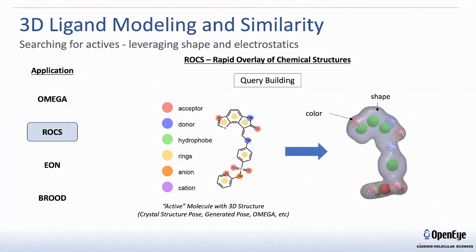One such use of Omega downstream is a program called ROCS, which stands for Rapid Overlay of Chemical Structures. ROCS generates what is known as a query from a provided structure with 3D coordinates, which can be harvested from a public or proprietary crystal or cryo-EM structure, from a pose generated with docking or posing, or even just a single conformer of a molecule generated with Omega. This query encodes the shape of the molecule, along with the chemical features of a molecule that could be relevant to binding, such as hydrogen bond acceptors and donors, anions, cations, rings, and hydrophobes, as color features. Both shape and color are encoded as three-dimensional Gaussians in order to enable rapid searching for similars throughout a provided database.